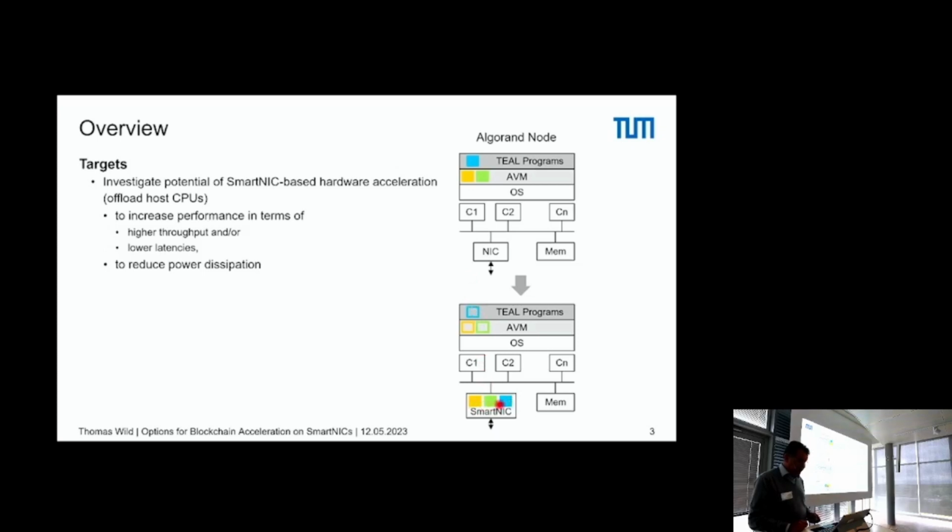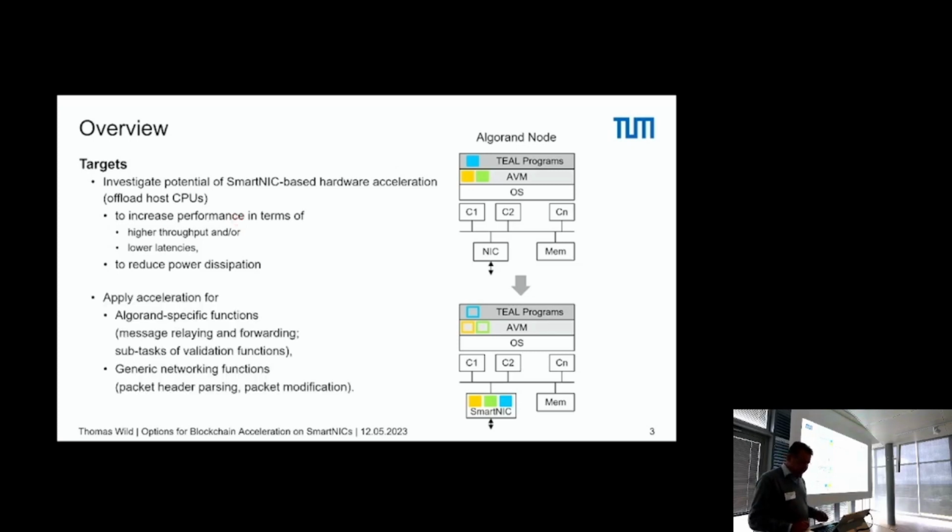You see now we are talking about a SmartNIC, and profit from that with the idea to increase performance, so that we get higher throughput of our node that works on the blockchain, in the sense of maybe more transactions per time, or also lower latencies, or also, very important nowadays, power dissipation reduction. And what we want to investigate in our research is to apply this acceleration for Algorand-specific functions.